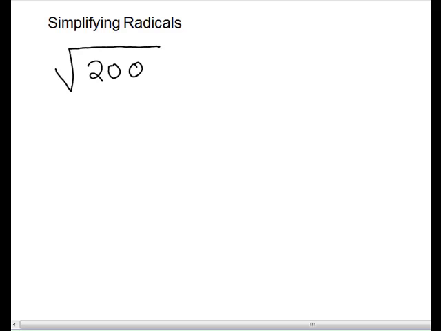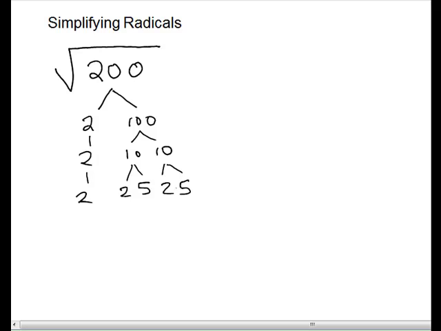Let's look at one more square root, the square root of 200. So we'll first break to primes. So we could do 2 times 100, and 2 is prime, so we'll bring it down. 100, we could do 10 times 10, and 2 is good. 10 we'll do 2 and 5, and 2 and 5. So we'll rewrite it. We have 1, 2, 3 2s, and we have 2 5s.